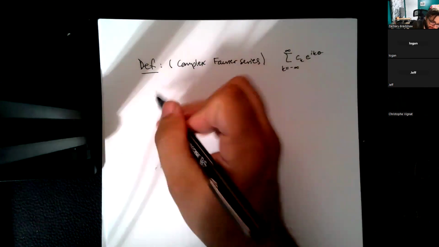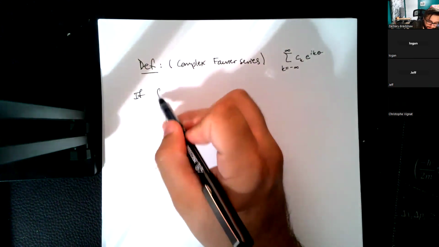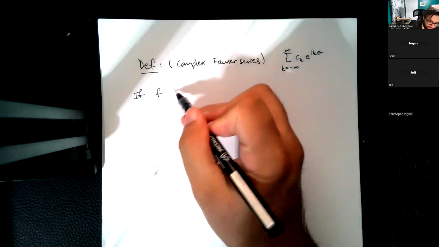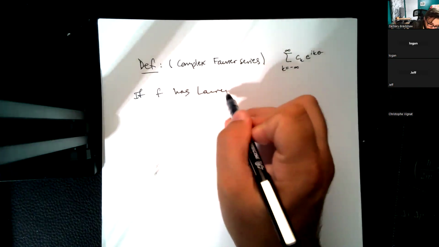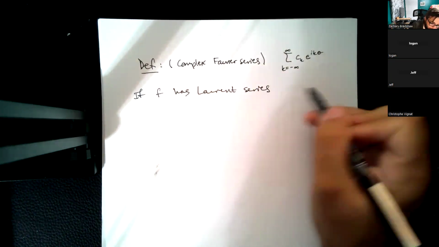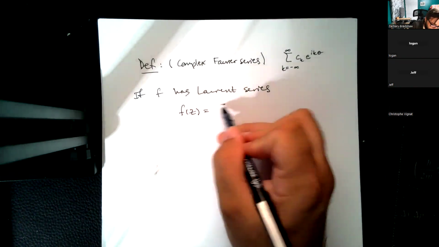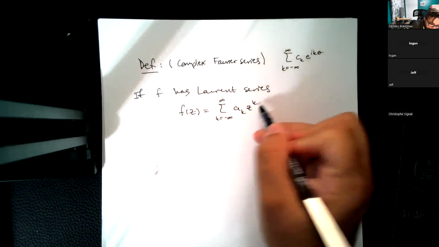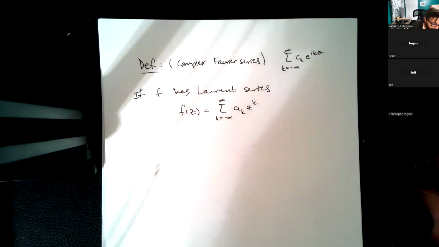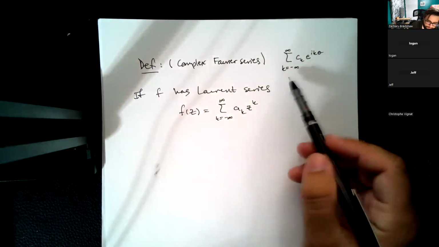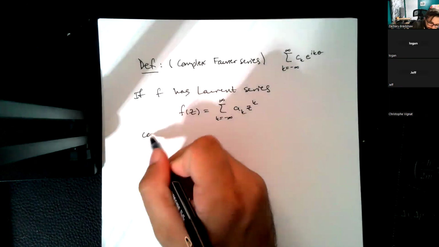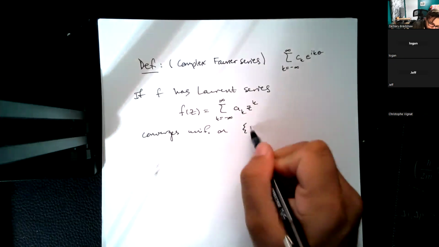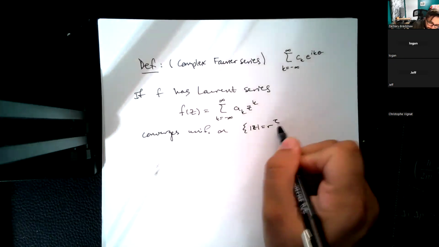So if we have f, which is analytic in an annulus, it has the Laurent series. Let's write it: f of z equals sum from k equals minus infinity to infinity, a_k z to the k. This series converges uniformly on the circle of radius r for some r.